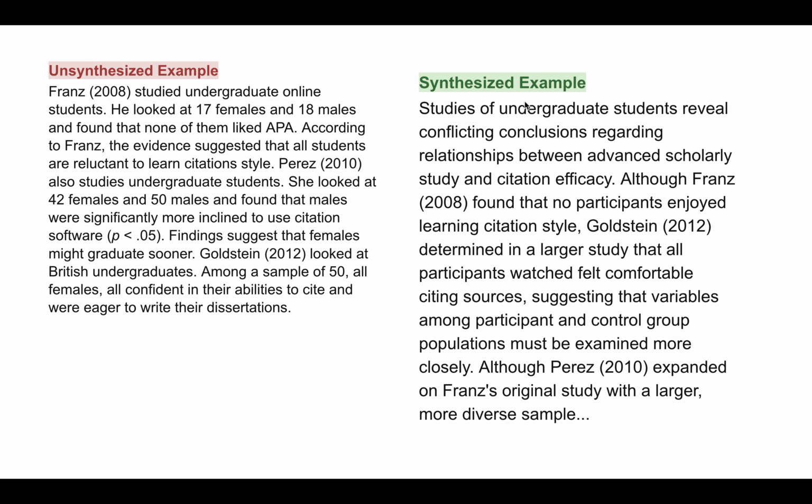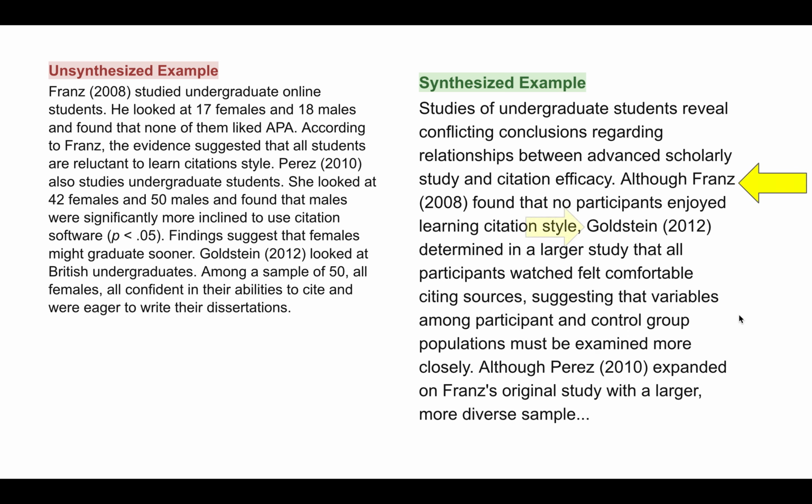So here we have, first of all, a topic sentence. Studies of undergraduate students reveal conflicting conclusions regarding relationships. So that says here we're going to have some conflicting voices. Franz said this, but Goldstein, on the other hand, so we have this "although" that makes the relationship between these two clear. And then we have some commentary on the fact that these two sources disagree, suggesting that variables among participant and control group populations must be examined more closely. Here, too, we have a synthesis connector, although Perez expanded on Franz's original study. So this shows how these two sources' ideas are related to each other.